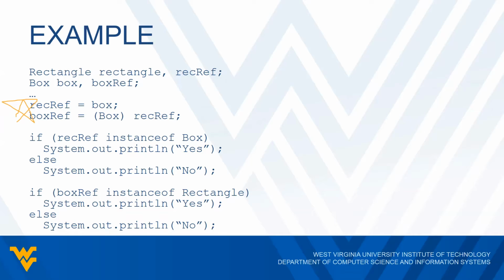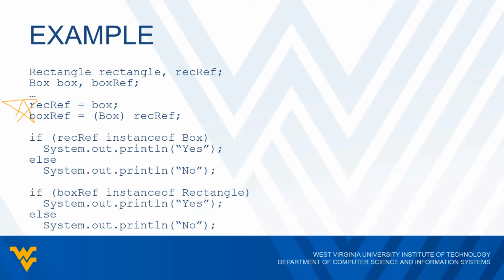This line is perfectly legal. We've already talked about it, but just as a reminder, because recRef at this point is pointing to an object of type Box, we're allowed to have boxRef point to this reference variable, because technically it is pointing to a type Box. If we had had boxRef equals rectangle and tried to typecast it, that would be illegal because rectangle is pointing to a type Rectangle, and we're trying to have boxRef point to that. We're not allowed to do that. So these lines are perfectly legal.